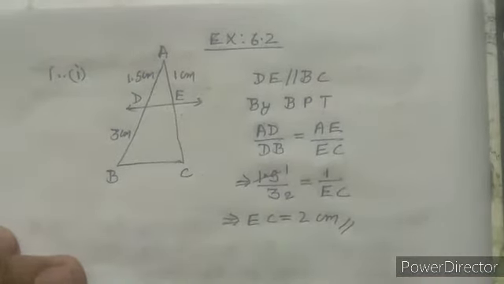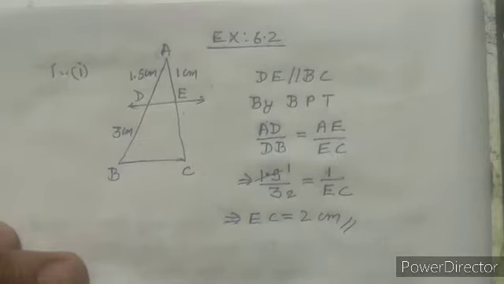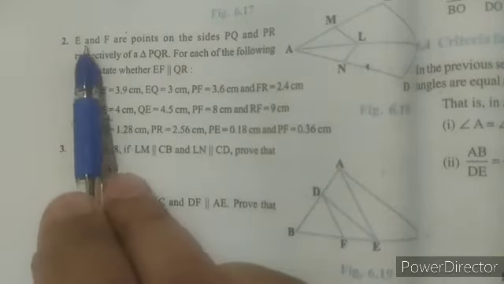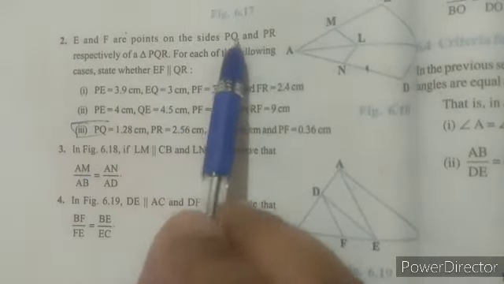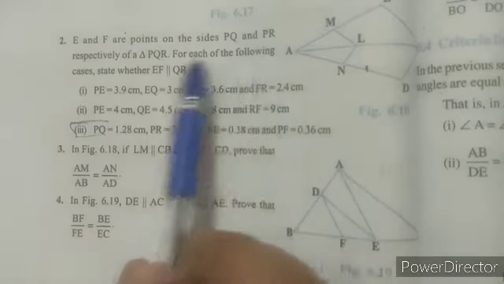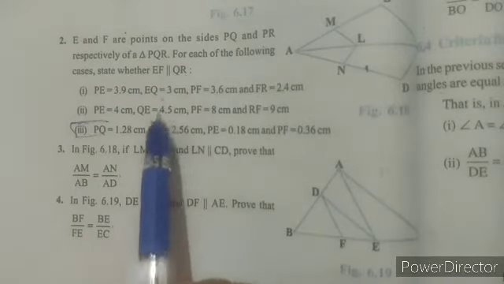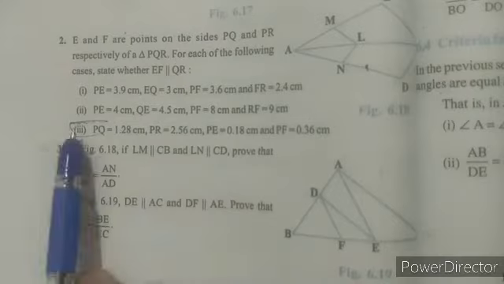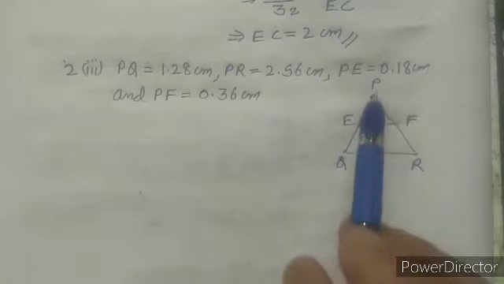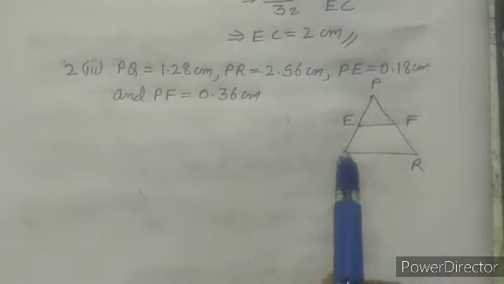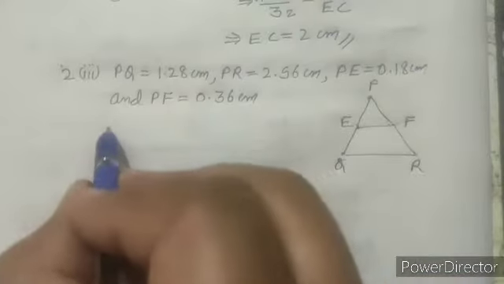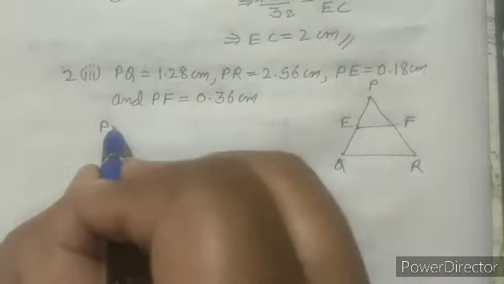Similarly, we can solve the second part of it by taking the ratios of the sides equal. In question number second, E and F are points on sides PQ and PR respectively of triangle PQR, for which the following cases state whether EF is parallel to QR. Now I am doing third part of it. Now if EF is parallel to QR, then the ratio PE upon EQ should be equal to PF upon FR. Now we will find out the ratio, and if that ratio is equal, then we can say that the lines are parallel.